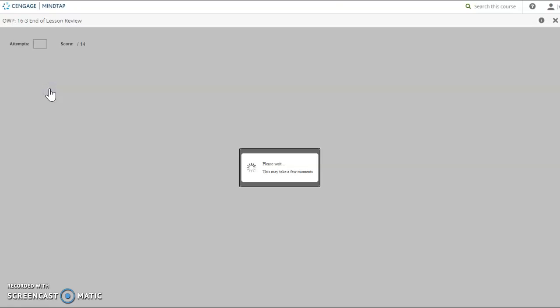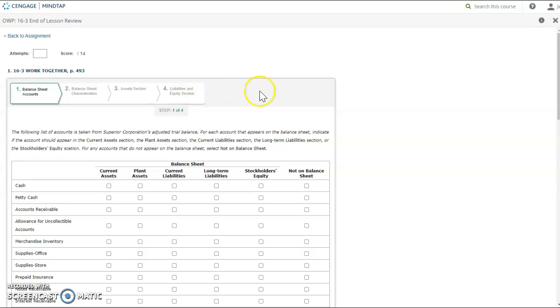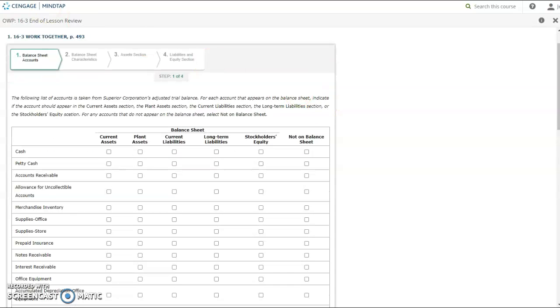This video is to go through 16.3 work together. There are 4 steps in this problem. The directions say the following list of accounts is taken from Superior Corporation's adjusted trial balance.